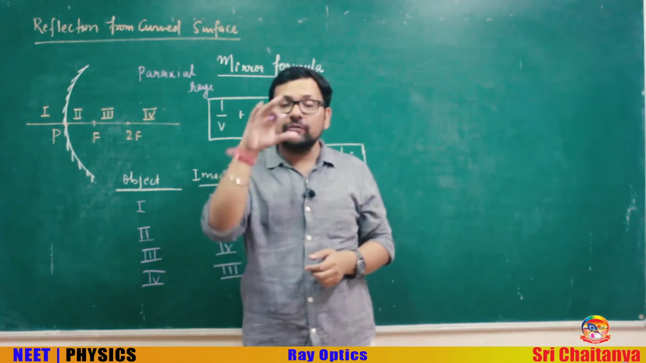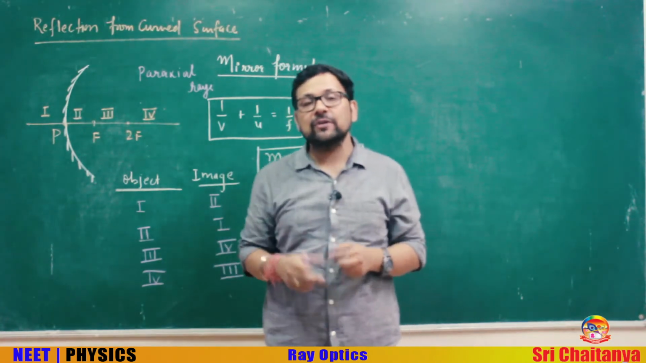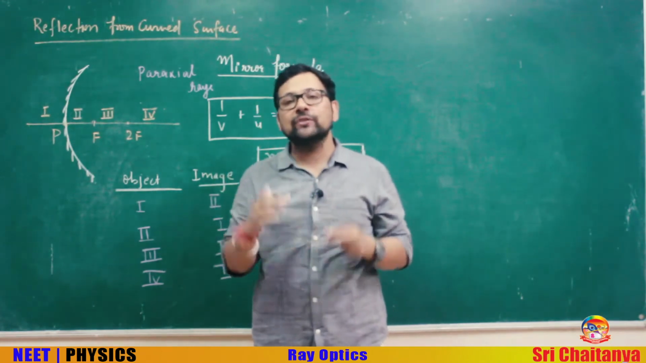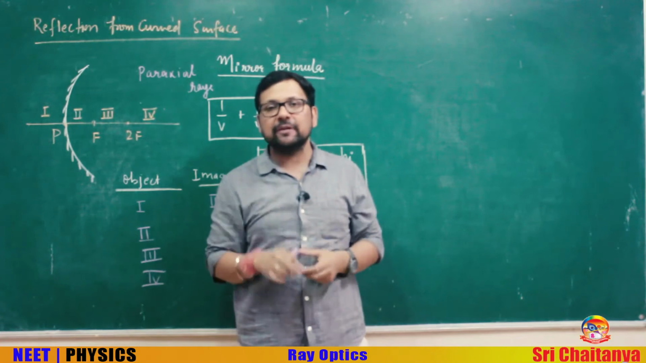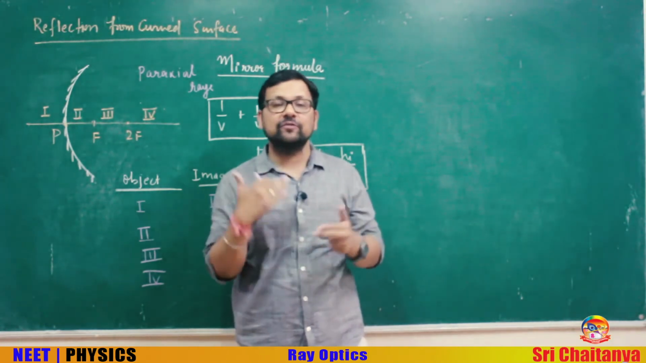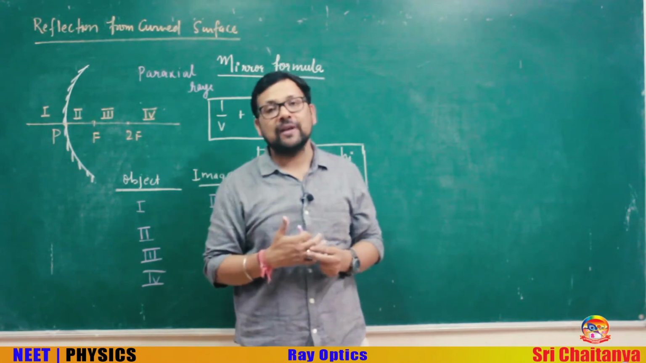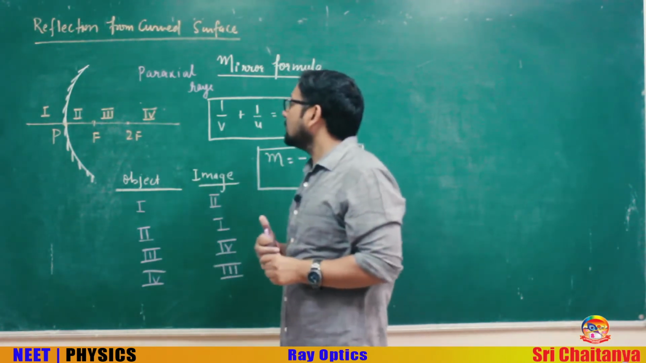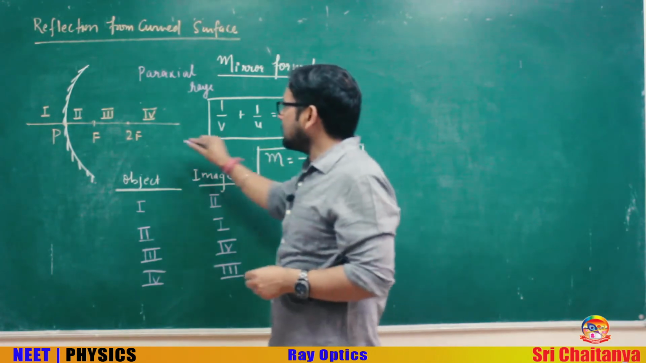So in reflection from a spherical surface, what our syllabus needs is that the aperture of that concave or convex mirror should be very small. Do keep this in your mind, otherwise the rays will be marginal and spherical aberrations will be there. Okay. Now see, first this one.